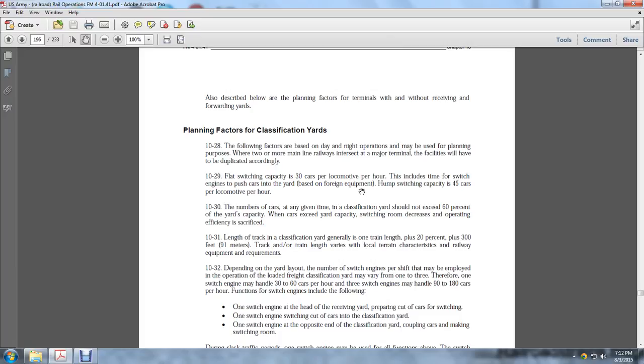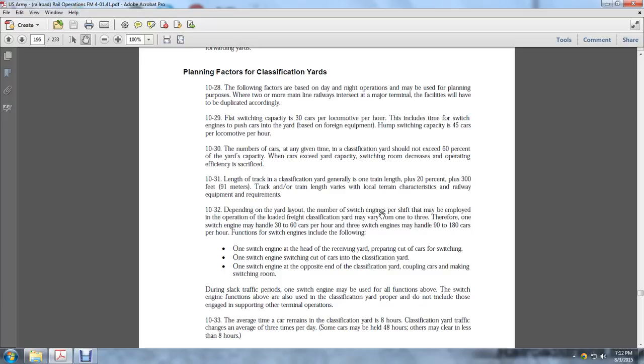Therefore, one switching engine may handle 30 to 60 cars per hour. Three switching engines may handle 90 to 180 cars per hour. The functions of the switching engines include the following: one switch engine at the head of the receiving yard, preparing the cuts of cars for switching; one switch engine switching the other cuts for the division of the classification yard; one switch engine at the opposite end of the classification yard, coupling and making up the switching room.